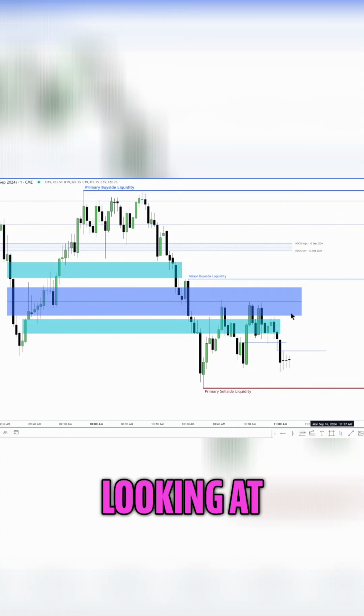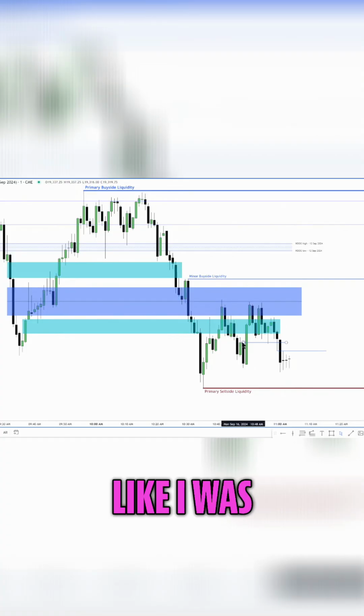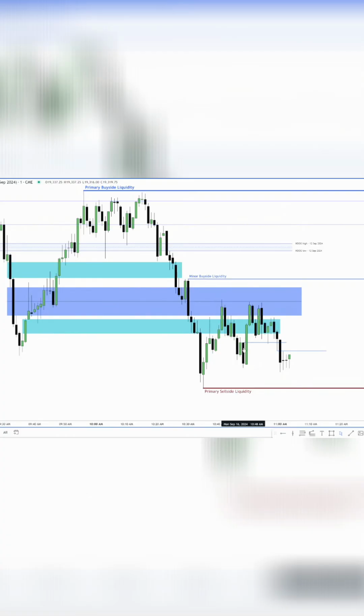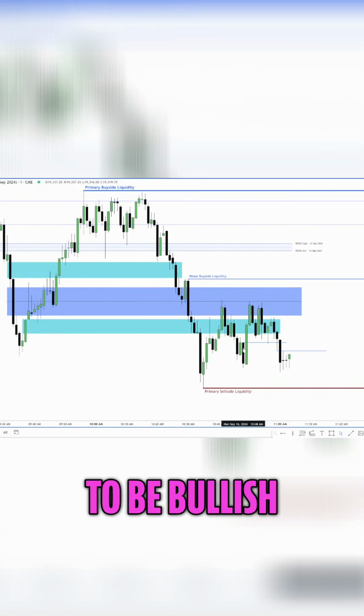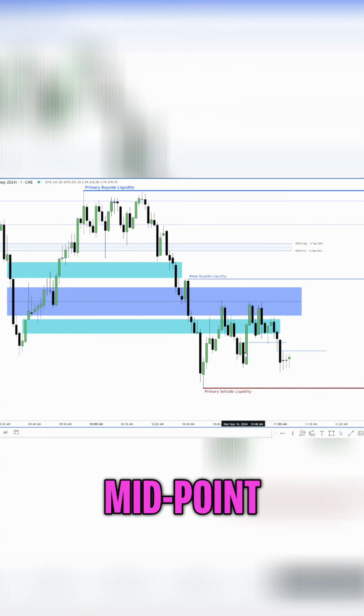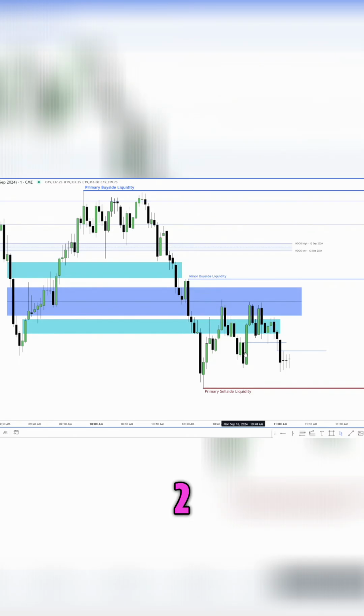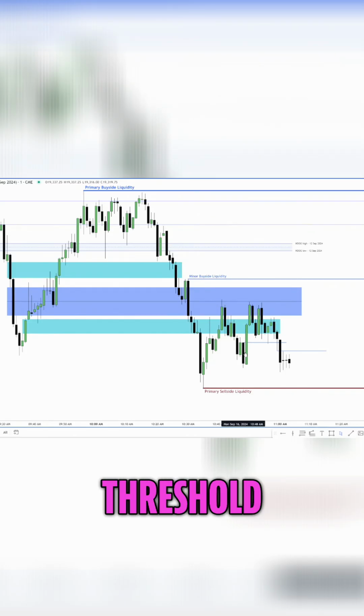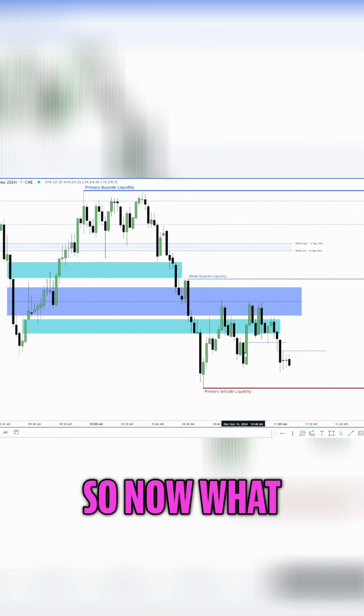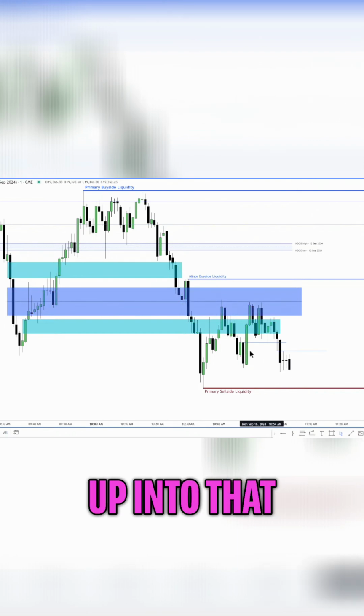So if you were looking at this candlestick like I was outlining it, if it was going to be bullish, the upper half of that to the midpoint should be doing what with price? Supporting it. If it trades to its middle point, which is the mean threshold, it indicates it's weak. So now what happens when you start trading up into that same range here?